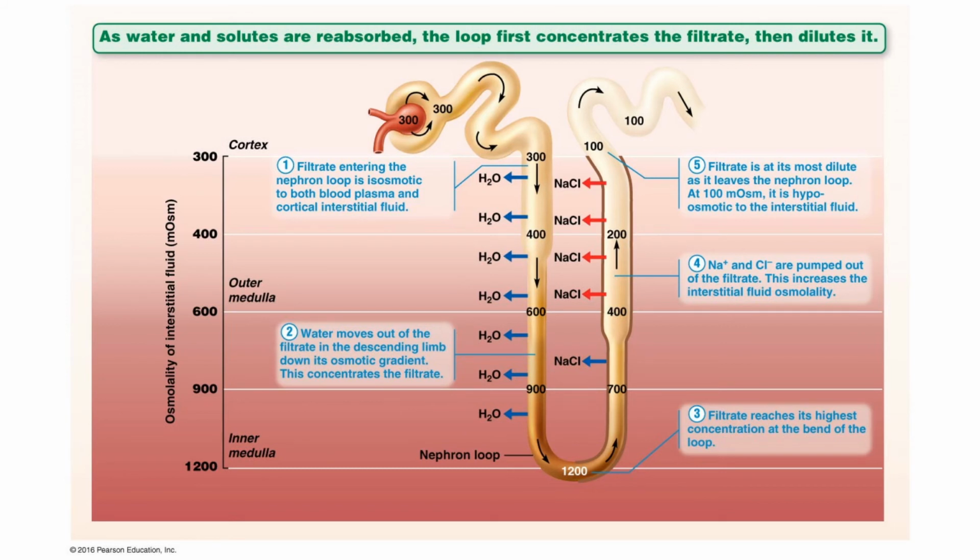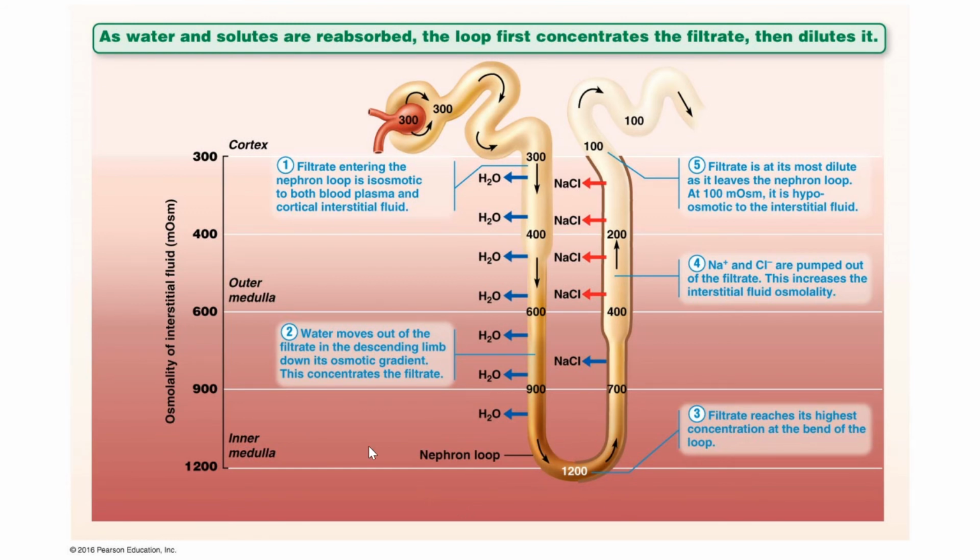Now, why do we care about this? Here is that same diagram, but we can actually see the gradient that it is creating. Originally the filtrate is isoosmotic to the blood, so it's at about 300, but then you can see as more and more water exits, we become more and more concentrated. And as it becomes more concentrated, that's why we pump the salt out. When we pump the salt out, the filtrate becomes less concentrated. And so the highest concentration is down here at the bottom of the loop.